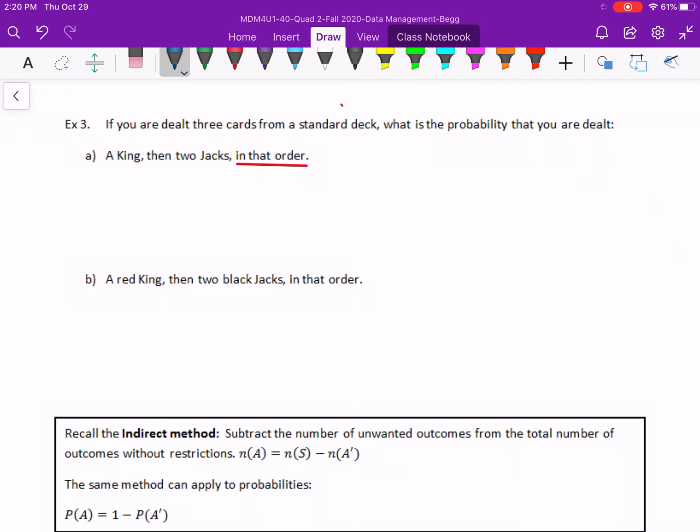Okay, so we're going to call this event A. Let's call it B, we just used A recently. So a king followed by 2 jacks is event B. All right, well, the number of ways we can do this. There's 4 kings in a deck. A standard deck means 52 cards, and out of those 52 cards, 4 of them are kings. So I've got 1 of 4 kings that I can choose.